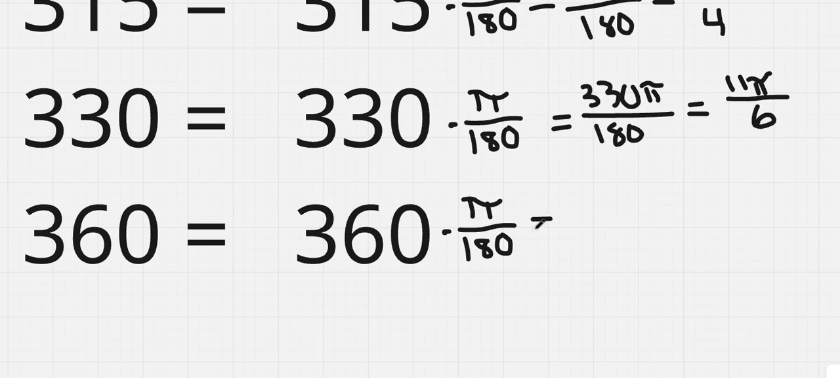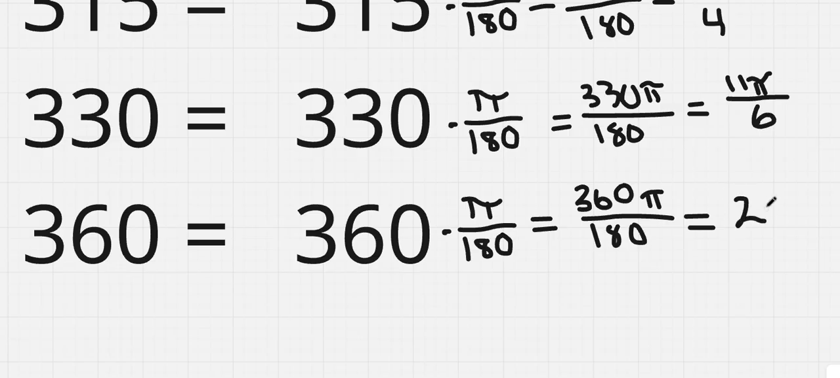Then our final one, 360 degrees is equal to 360 pi over 180. And the greatest common factor of 360 and 180 is 180. 180 goes into 360 2 times, 180 goes into 180 once. So our answer is simply 2 pi. Great job, everyone.